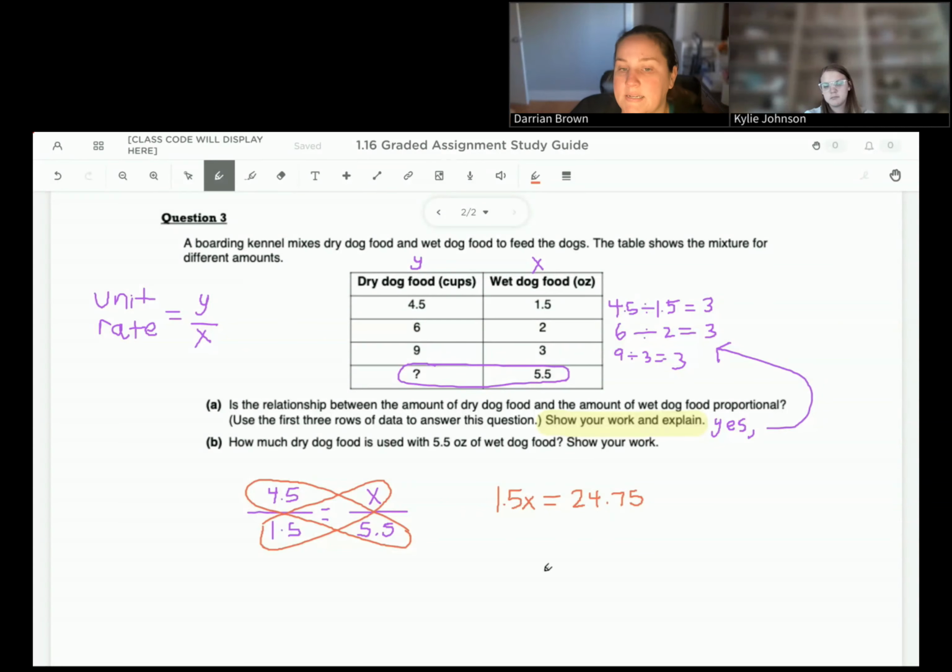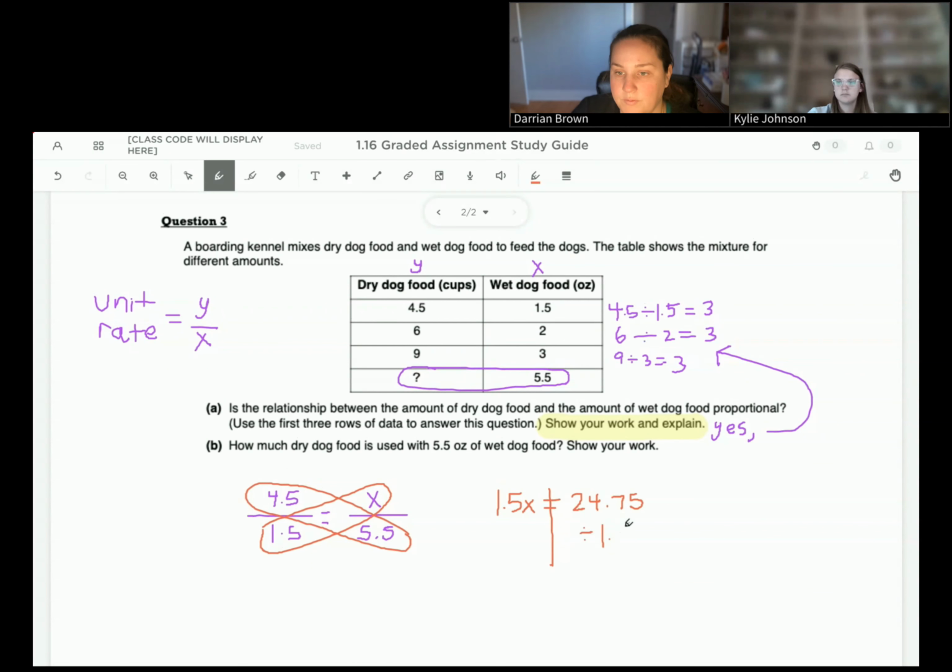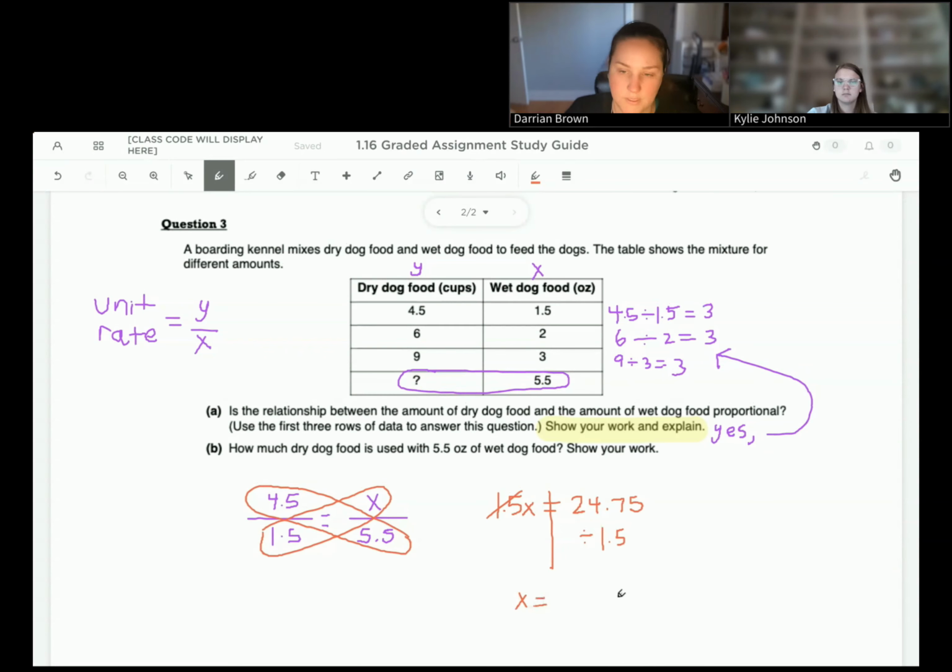Okay. Now the goal is the same as always, to get the variable by itself. X is currently being multiplied by 1.5. So how can we undo that? It's the opposite of multiplication. Division, very good. So we're going to divide by 1.5 over here. That gets rid of it right there. We're left with X. And what is 24.75 divided by 1.5?